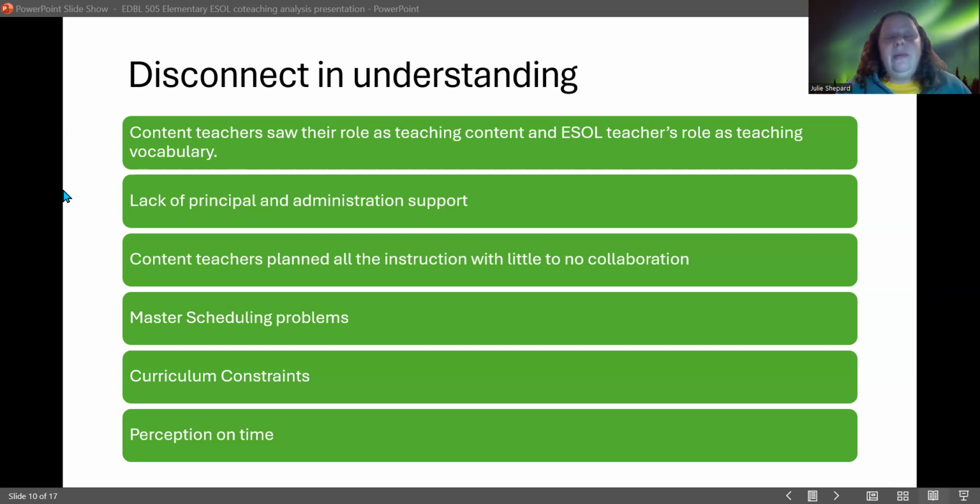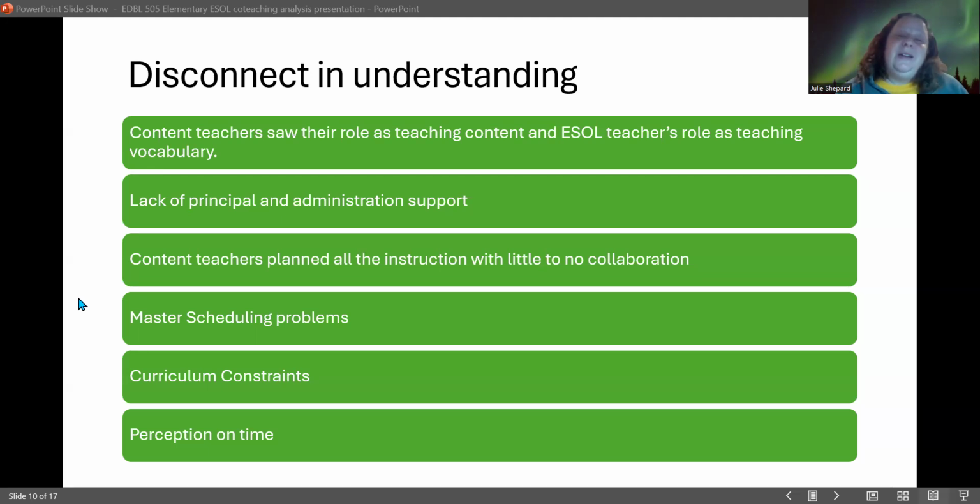The lack of collaboration time. So all the classroom teachers are doing the content planning. Master scheduling problems. This is a problem for everyone in every situation in a school, trying to place classes and divvy them up into all the specialist times throughout the day to make it work. So it definitely affects the ESOL teachers' ability to do their job.